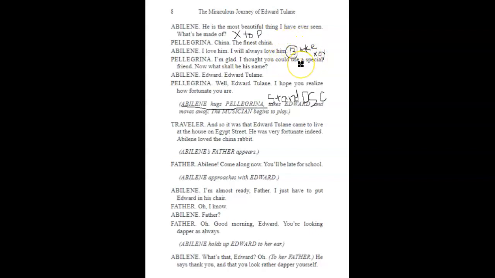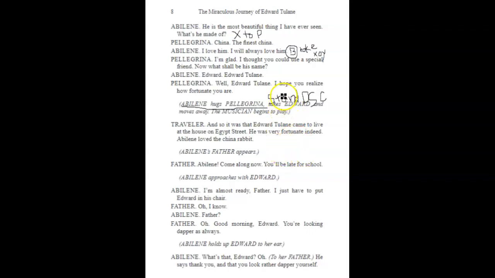Remember, business is any blocking where we're not actually moving from one part of the set to another, or one part of the stage to another. And then we can do things here, like stand downstage center. If we had to cross downstage center before we do that, we would put an X, cross downstage center, and then we would know that we had to stand there, or stay there, do something there, instead of moving forward.